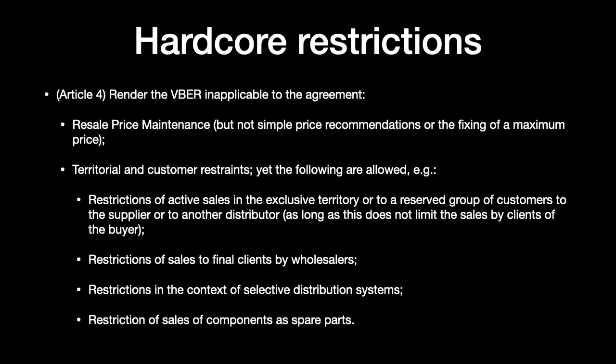Now, let's take a look at hardcore restrictions. As I said, Article 4 describes these hardcore restrictions, and any one of them will make the Vertical Block Exemption Regulation inapplicable to that agreement. Now, first and foremost, we have so-called resale price maintenance. That is to say, fixing a minimum or a fixed price for goods. If the manufacturer agrees with the distributor that the distributor may not sell below a given price, that is one of those hardcore restrictions, also known as resale price maintenance.